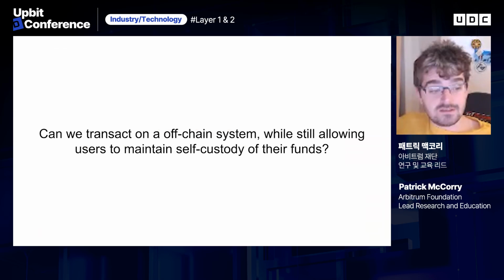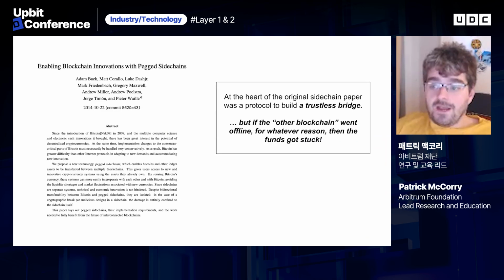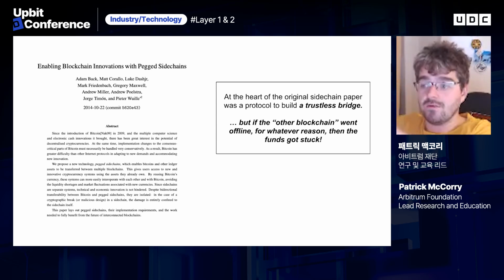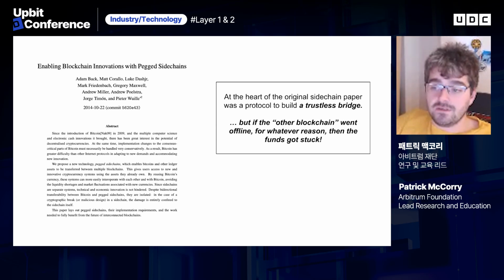So the question is, can we transact in an off-chain system while still allowing users to maintain self-custody of their funds? Historically speaking, that was one of the big ideas in 2014 with the sidechain paper by Blockstream. They don't use the word bridge in the paper because it's like 10 years ago now, but at the heart of the paper was the idea to build a trustless bridge. Could I take my Bitcoin, lock it up, unlock it on an experimental blockchain, transact away, and then bring my funds back? Unfortunately, it still wasn't a trustless system.